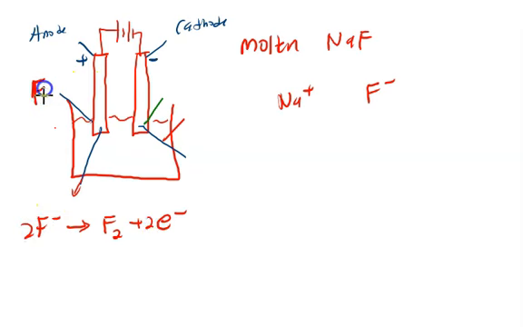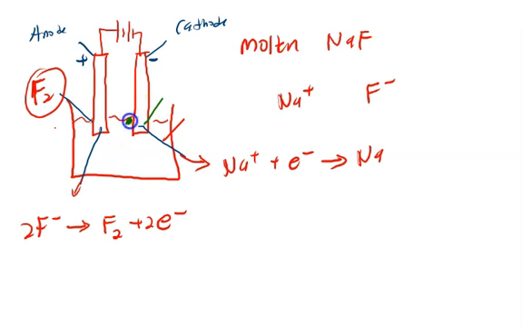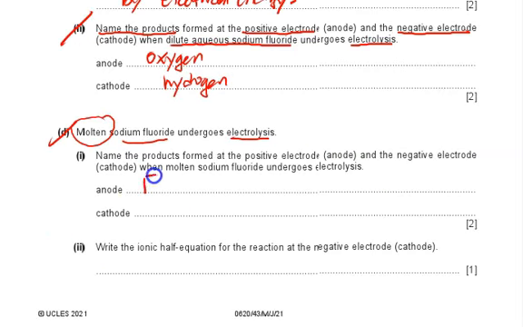So here we will have fluorine gas, and at the cathode we will have electrons and sodium. So the sodium will be deposited at this cathode. Alright, so we will have fluorine gas here, and here sodium.